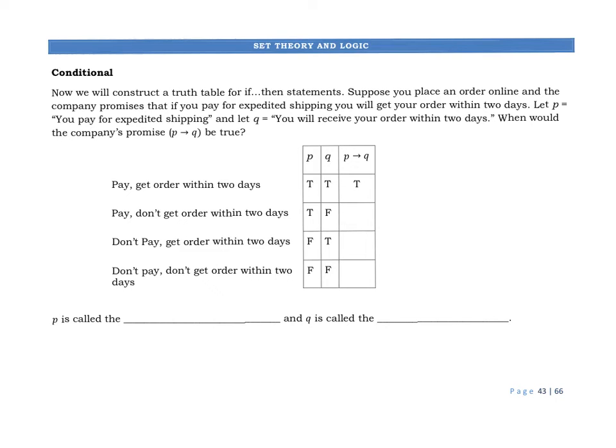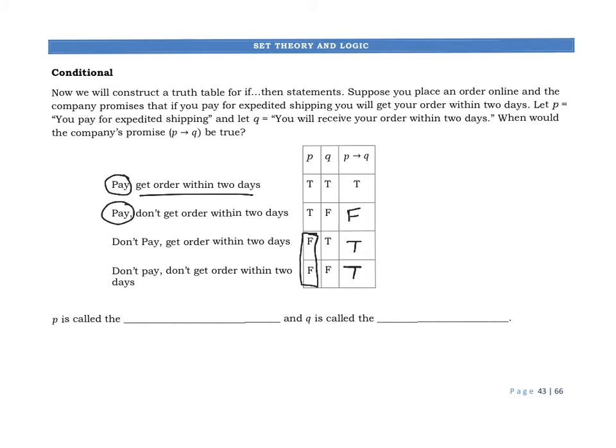All right, so let's look at these situations. If you are paying, in order for their claim to be true, you are going to expect to get the order within 2 days. So in this case, you paid and you got the order within 2 days, so their claim is true. But if you paid and you didn't get the order within 2 days, that makes their claim false because you paid but you didn't get your order. Now, if you don't pay, well, their claim could still be true. You didn't pay, so it really doesn't matter what happens there. So any if-then statement that begins with a false is always going to be true.